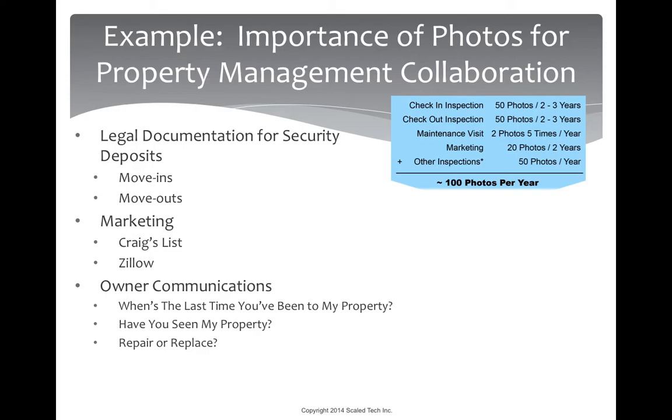So while 100 doesn't sound like a very big number, the reality is it ends up being an astronomically large number. Let's take a property management company managing about 300 properties. It turns out about 60 to 70% of property management companies in the U.S. manage between 100 and 500 properties, so 300 is a reasonable estimate to consider here. So 100 photos per year, 300 properties, all of a sudden we've got 30,000 photos. That is a lot of photos to manage.